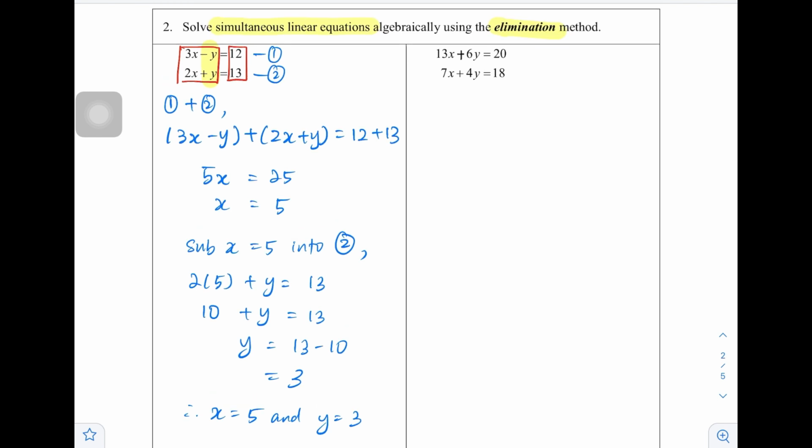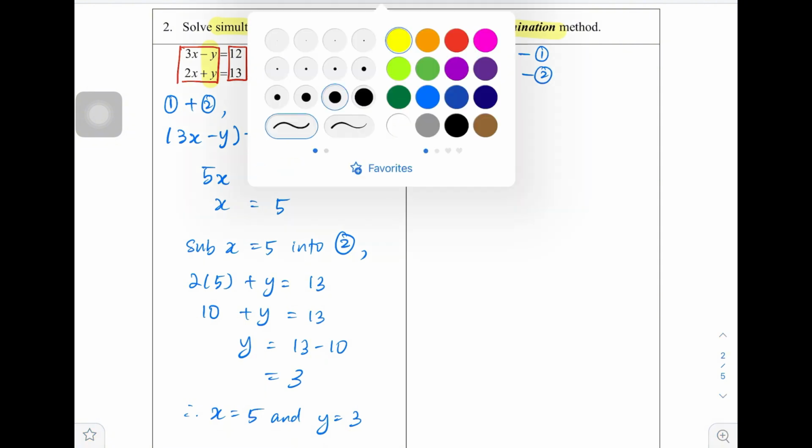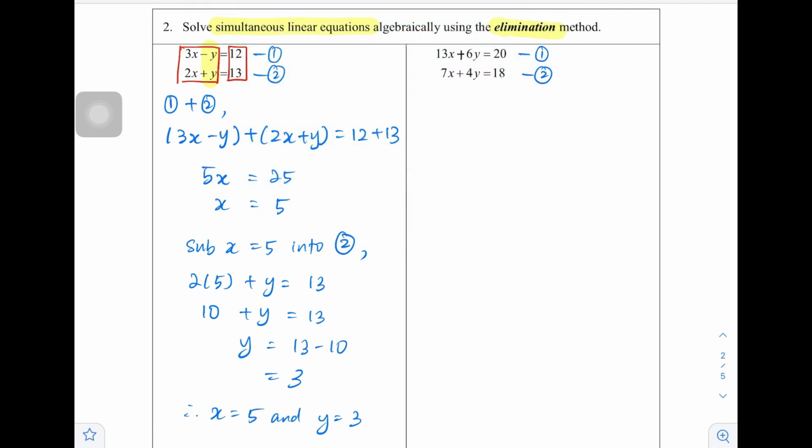Let's look at the second pair of equations. I have 13x plus 6y equals 20, which I will call equation 1, and 7x plus 4y equals 18, which I will call equation 2. Let's look very carefully at the x terms first. We have 13x and 7x. No matter how we add or subtract, we will not be able to get 0x. Similarly, we have 6y and 4y, and again, no matter how we add or subtract, we are not going to be able to get 0y. So therefore, we cannot eliminate x or y yet.